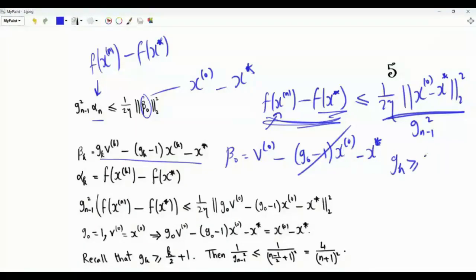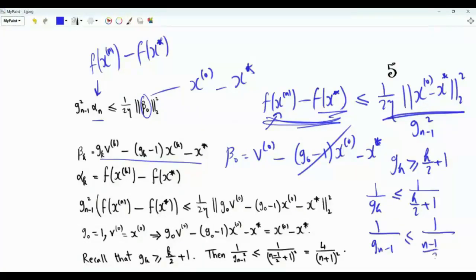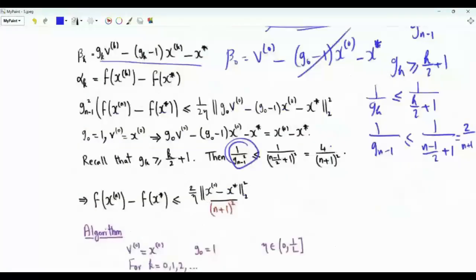We proved that g of k is greater than or equal to k over 2 plus 1. 1 over g of k is less than or equal to 1 over k over 2 plus 1. 1 over g of n minus 1 is less than or equal to 1 over n minus 1 over 2 plus 1. If we multiply the numerator and denominator by 2, we get 2. The denominator is n minus 1 plus 2, that's n plus 1. Thus, 1 over g of n minus 1 squared is upper bounded by 4 divided by n plus 1 squared. F of x n minus f of x star is upper bounded by 4 over 2 eta, that's 2 over eta, times the L2 norm squared of x of 0 minus x star divided by n plus 1 squared.